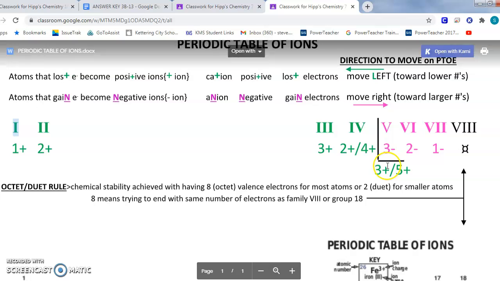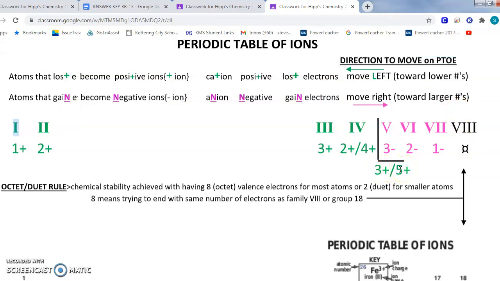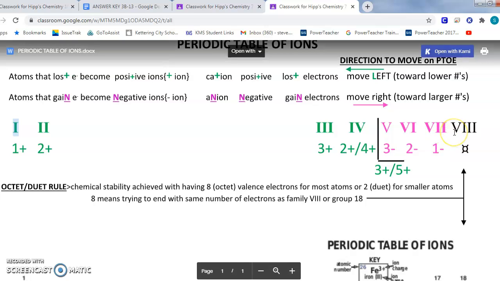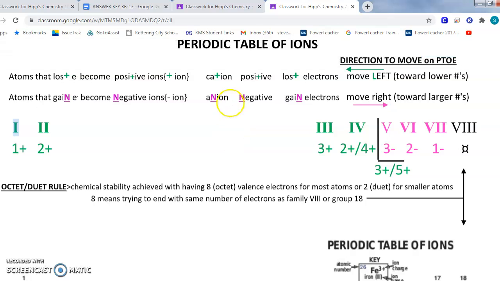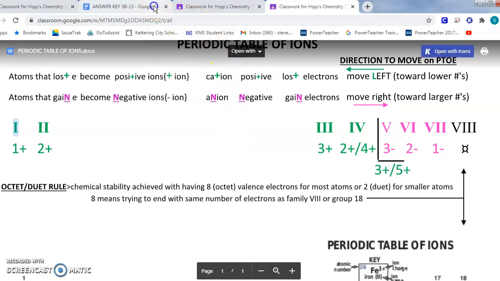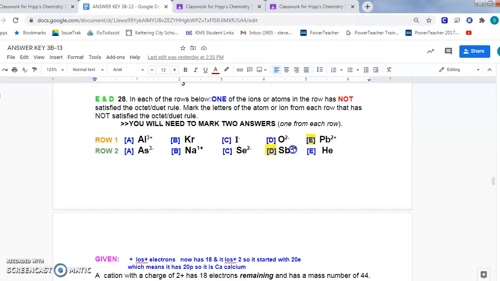Well, if we count them, we'd have to go 1, 2, 3, 4, 5 to get all the way back. So antimony would love to be 5 plus. If it becomes 3 plus, it can become 3 plus, but it will not have satisfied the octet rule in the clearest sense of the octet rule. So antimony would be circled in this line. It would have to lose 5 to go from family 5 all the way back to 8. Helium is a noble gas, so that one's stable.